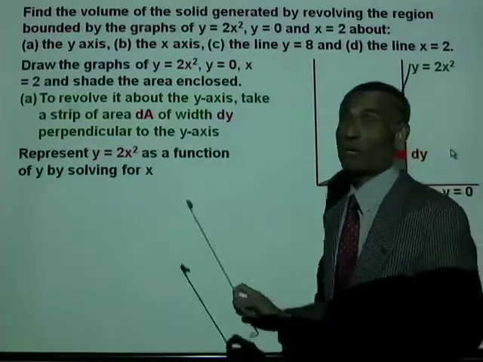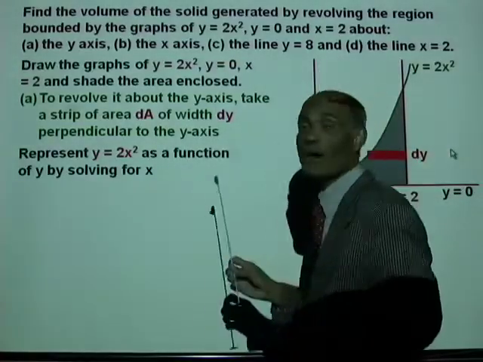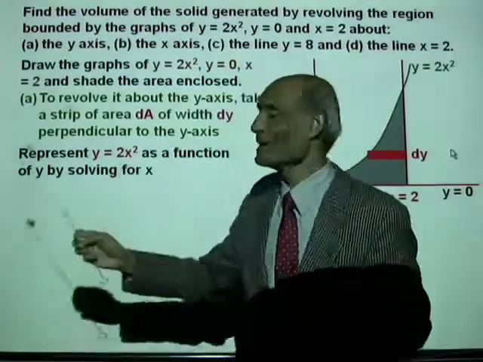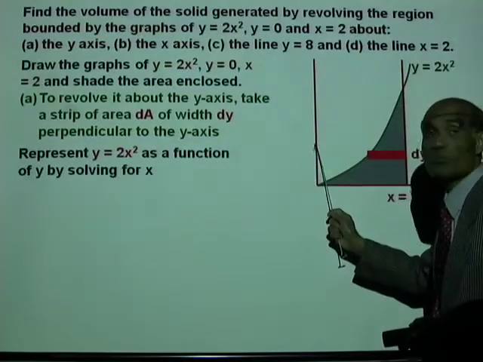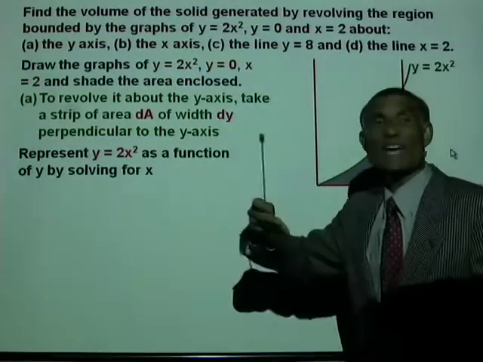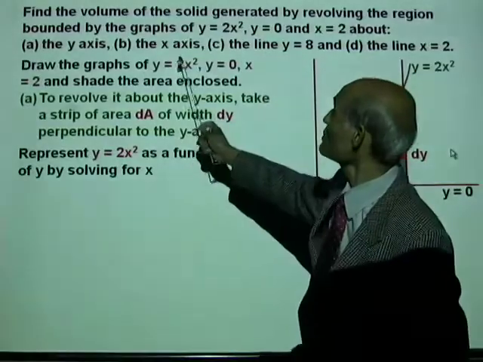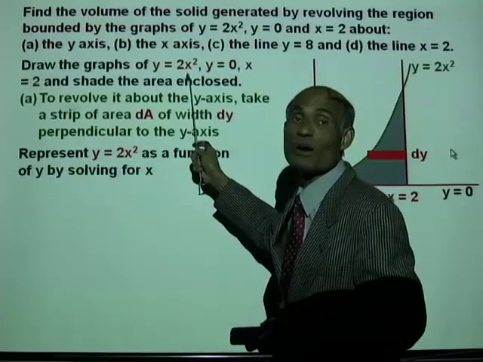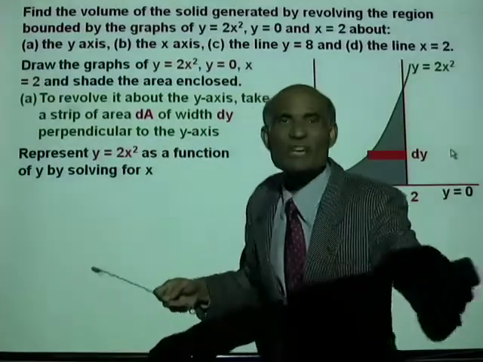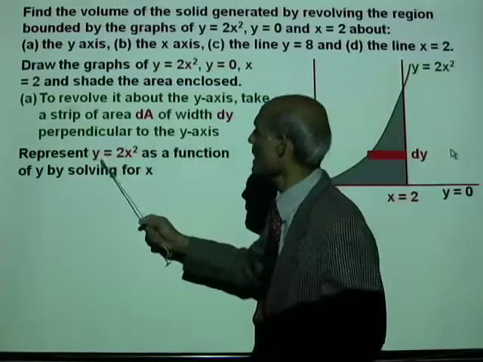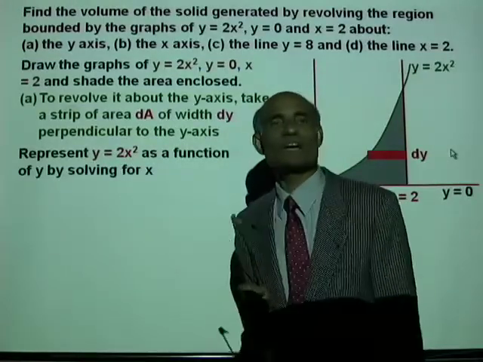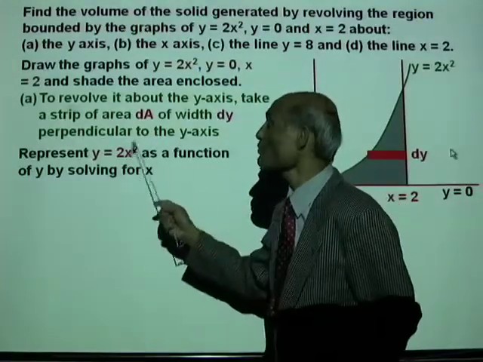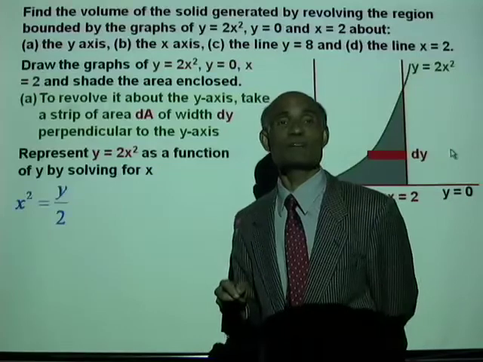Now, remember, when you want to revolve about the y-axis, the functions need to be functions of y, because the distances that you measure from the y-axis is called x equal to. The functions given to you are y equal to. So this y equal to 2x squared, you need to write it as x equal to something. Now tell me, y equal to 2x squared, can you express that as a function of y? Solve this for x. And what does that give you?